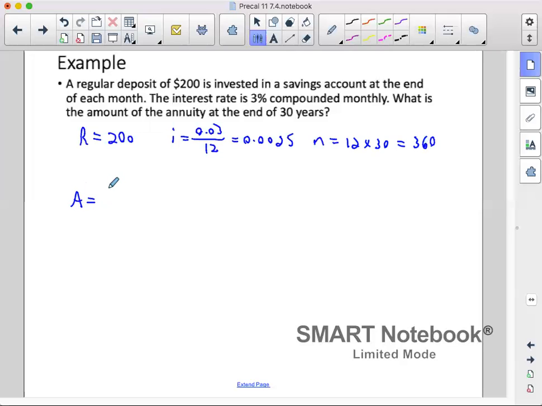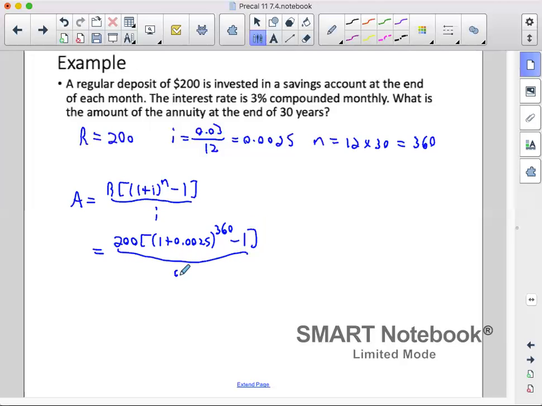So we have A is equal to R times 1 plus I to N minus 1 over I. So we have R value of 200 times 1 plus our interest rate of 0.0025 to the power of 360 minus 1, divided by 0.0025.